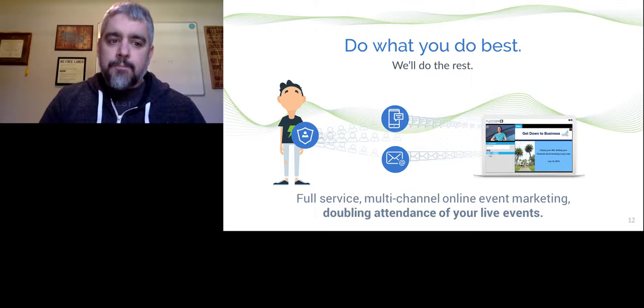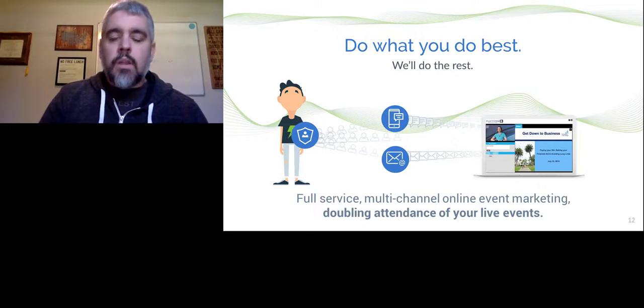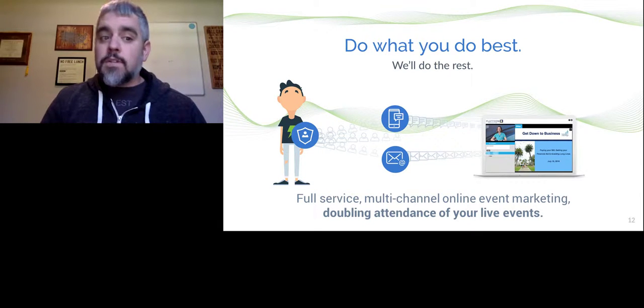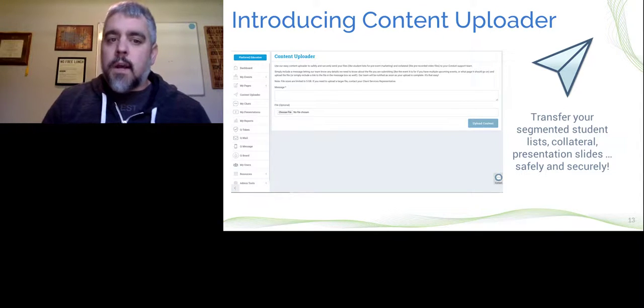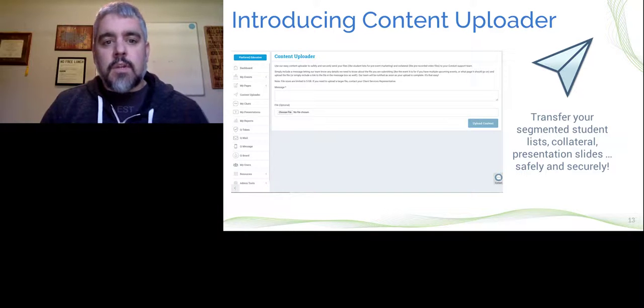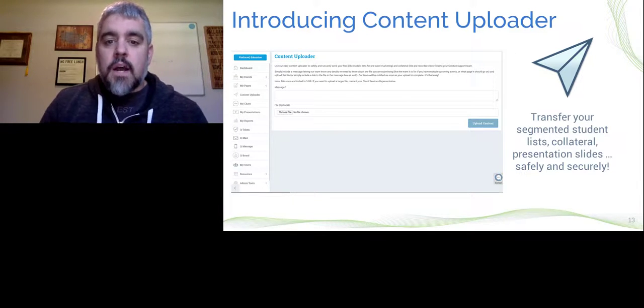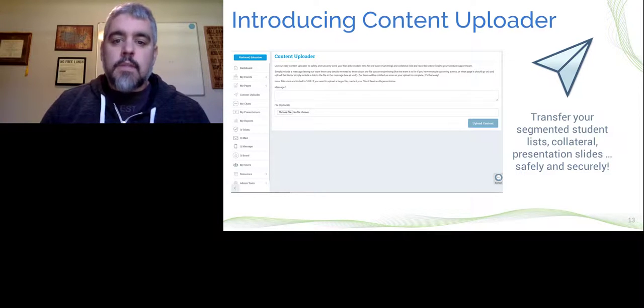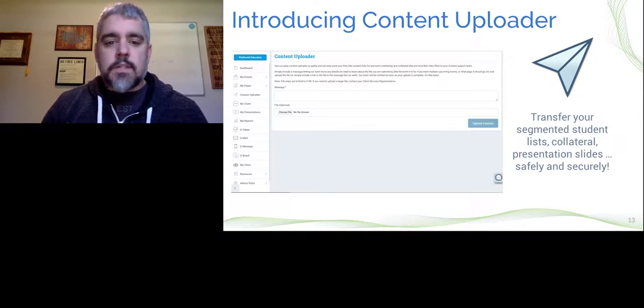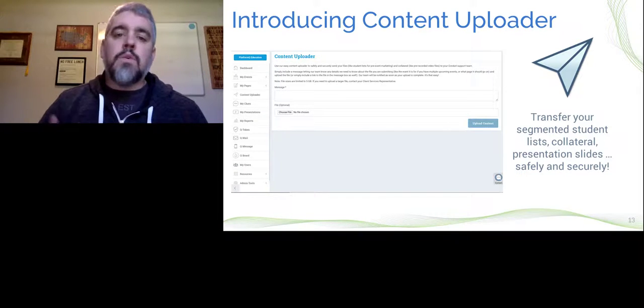So, kind of dovetailing into that, one of the ways we make it easier for you to leverage these services is through a new tool called Content Uploader. When you log into your Conduit dashboard, you'll see a new tab on the side for Content Uploader. What Content Uploader allows you to do is transfer your segmented student lists, your collateral, and your presentation slides safely and securely directly to our team.